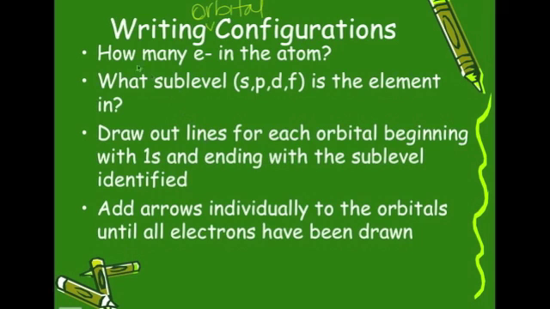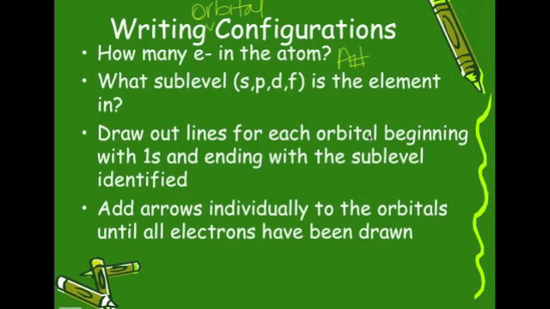Because this deals with the blanks. So first you need to find how many electrons are in the atom. We're dealing with nothing but neutral atoms, so this is going to be equal to the atomic number. What sublevel is it in? You would just simply say, what energy level, and then is it in the s, p, d, or f block? We'll do some examples of this in a sec.